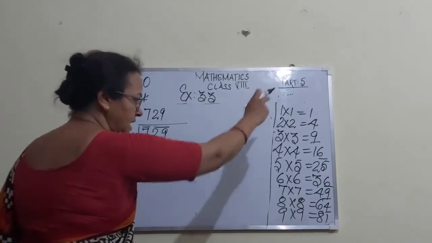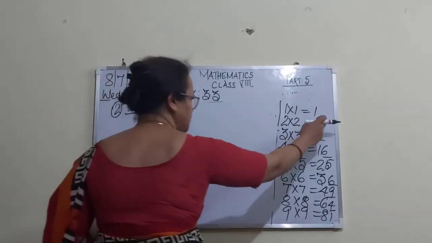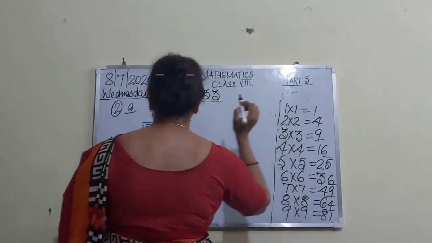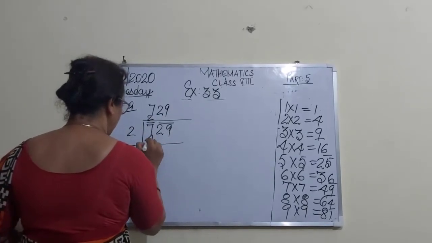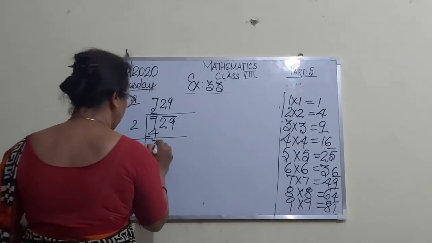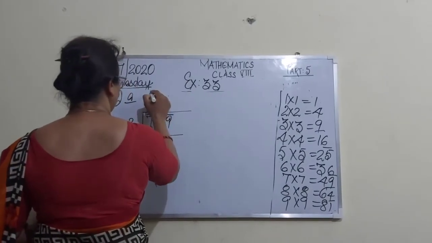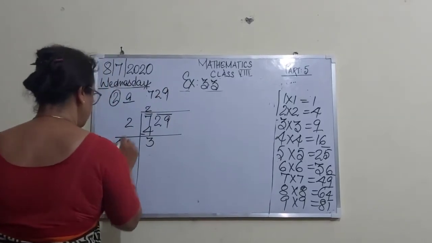See, is there 7? No. So what is it? 1 1s are 1. This is smaller. 2 2s are 4. This is also smaller. 3 3s are 9, which is greater. So what will we do? Take 2 2s are 4. Subtract, 3 is remaining. Twice of 2. What will it be? Twice of 2 is 4. 2 into 2 is 4.